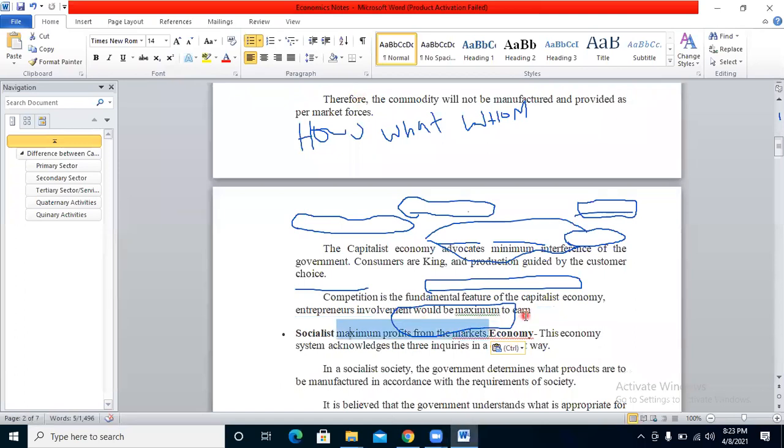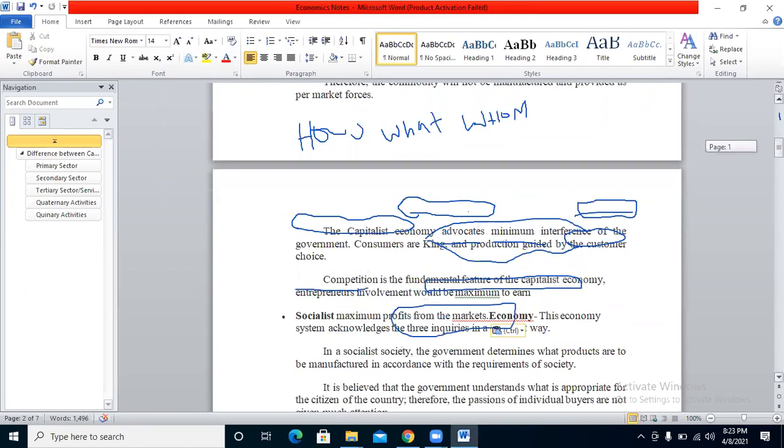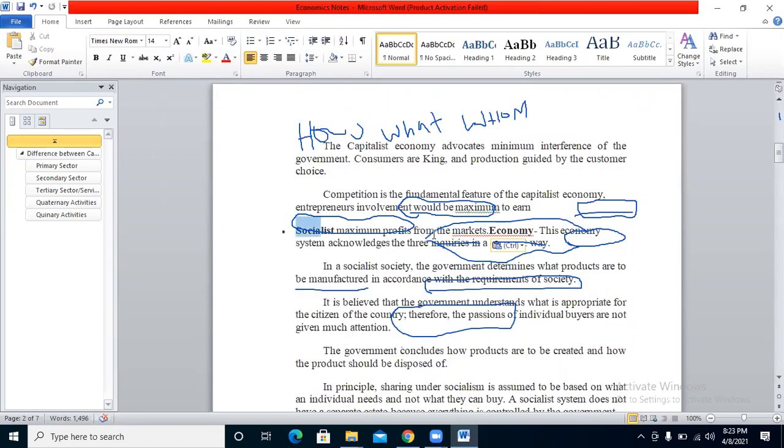So maximization of profit is the main motive of the capitalist economy. Now next is the socialist economy. Socialist is the form of the market where the government or the society determines what products are to be manufactured in accordance with the requirements of the society.